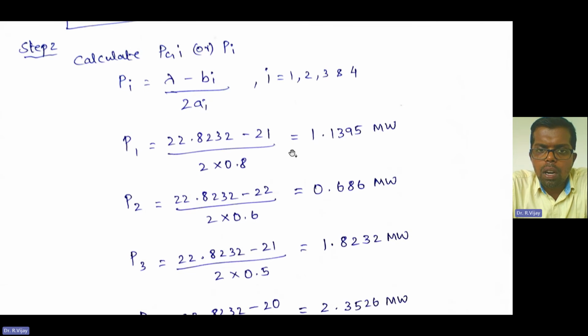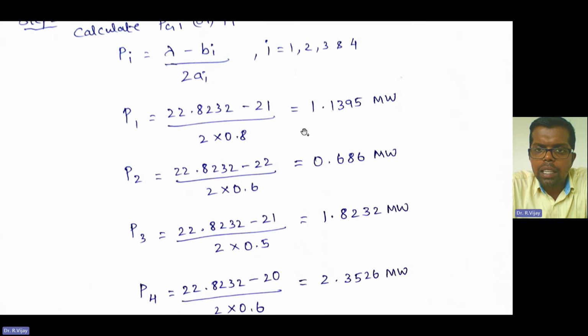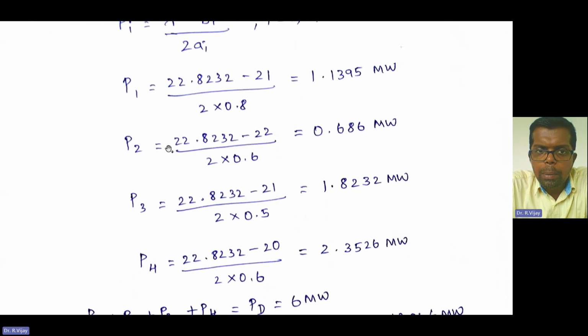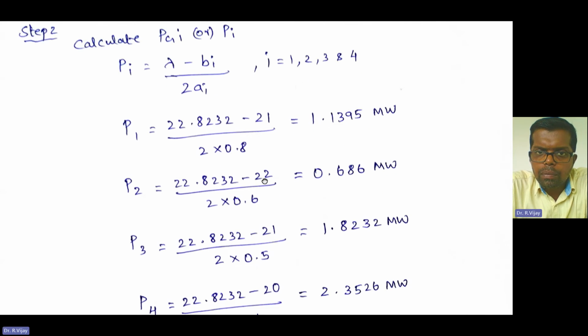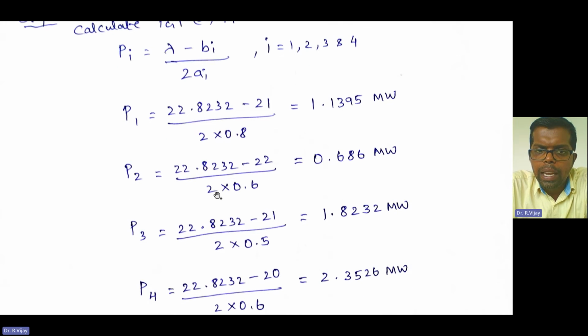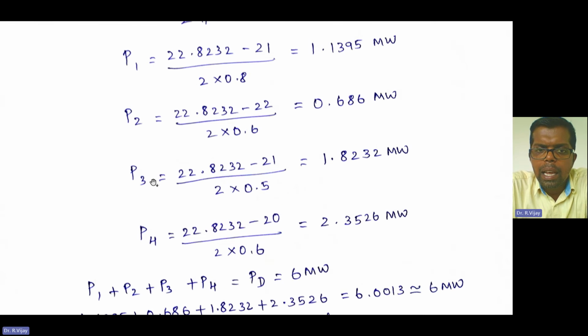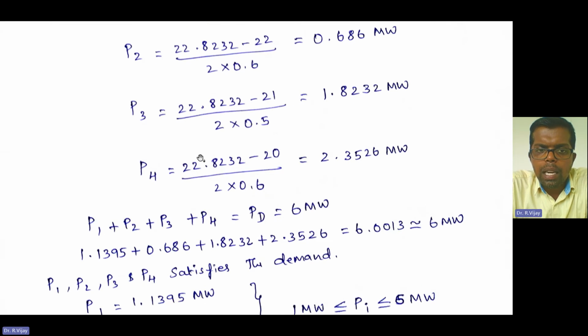Just substitute all these values using your scientific calculator. You'll get the answer as 1.1395 megawatt. Similarly, P2 is equal to 22.8232 minus B2, which is 22, divided by 2 into 0.8; you will get 0.86 megawatts. Similarly, P3, you substitute the values and you will get 1.8232 megawatts. Similarly, P4, you substitute the values and you will get 2.3526 megawatt.